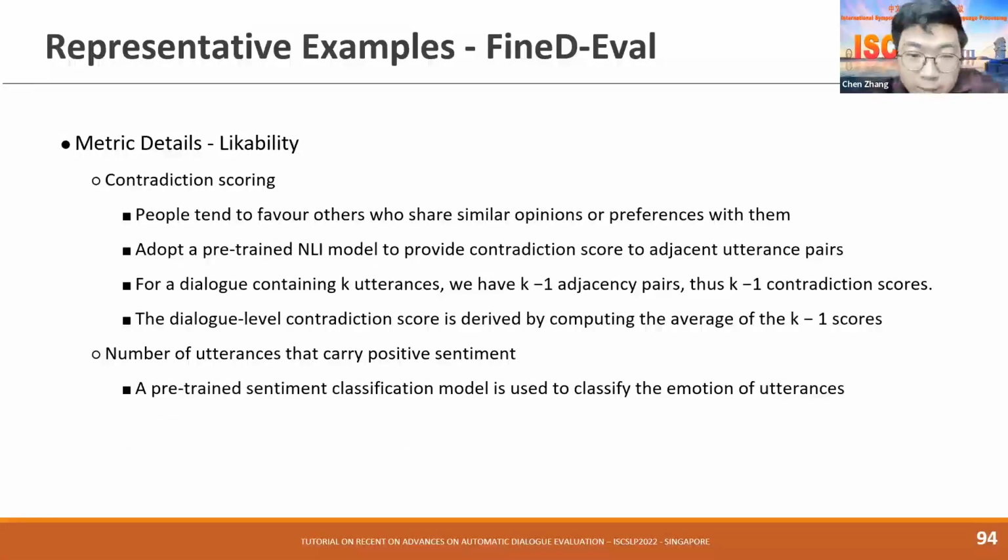Then for likability, we adopt another two strategies. One is contradiction scoring, and the other is the number of utterances that carry positive sentiment. For example, the more utterances that are positive, we think the dialogue is more likable, and the user feels the chatbot is more interesting. The lower the number, the less interesting.